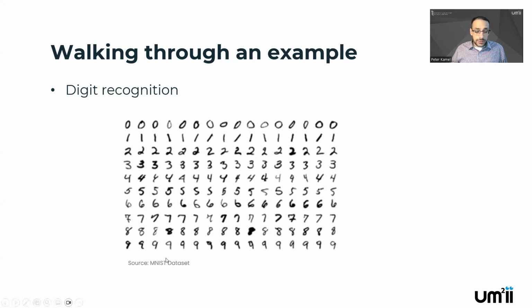So this right here is called the MNIST data set, which was a set of handwritten digits that had been collected over the years, and the challenge was to develop an algorithm to recognize what the handwritten digits are.